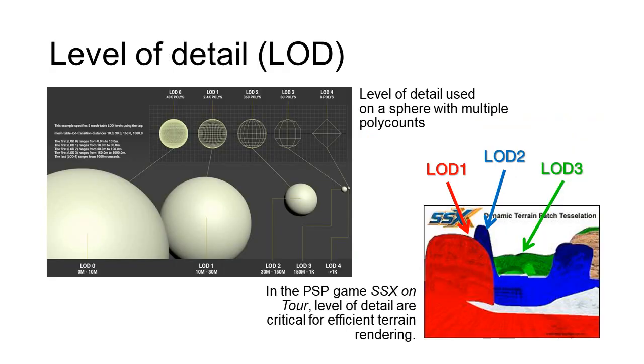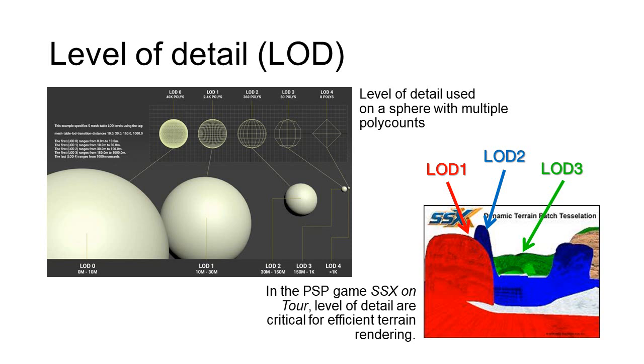And level of detail, of course, is probably one of the most used methods to optimize a game efficiently. Basically, multiple versions of one object are made, and they are used depending on how far that object is from the player. The farther the player is from that object, the less detailed the object will be, hence the name level of detail.